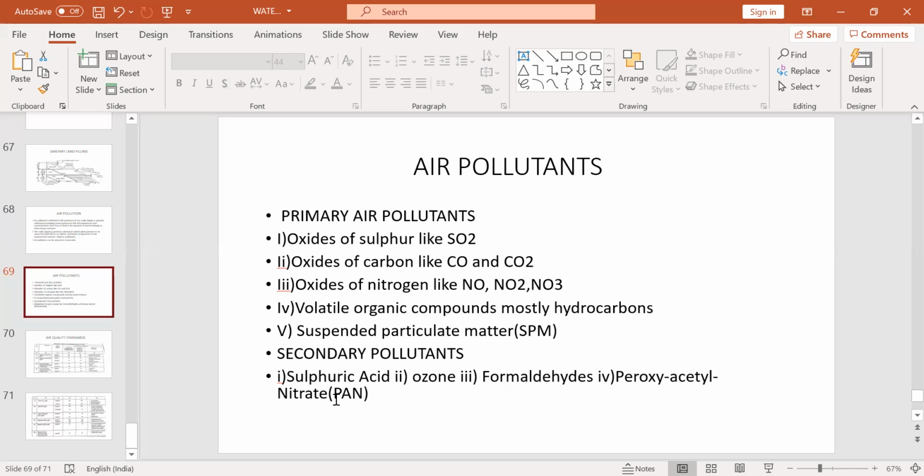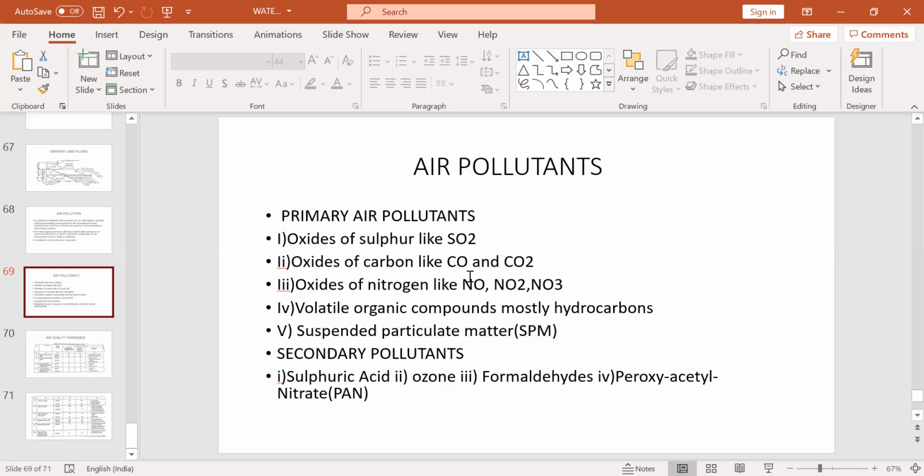This is another very important secondary pollutant. This is peroxyacetyl nitrate, a hydrocarbon organic compound. These new pollutants are even more harmful than the primary pollutants. So suppose, for example, H2SO4 is formed by a simple reaction between sulfur dioxide and water vapor.